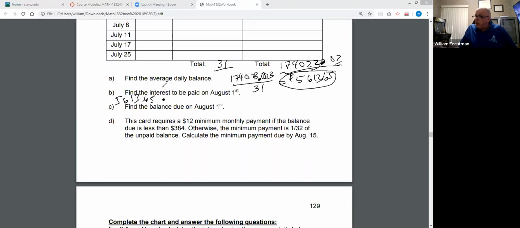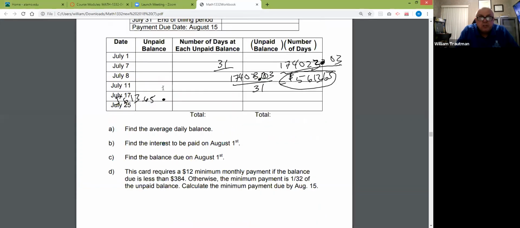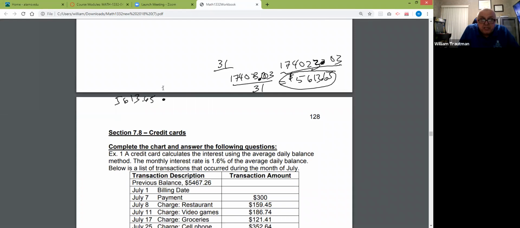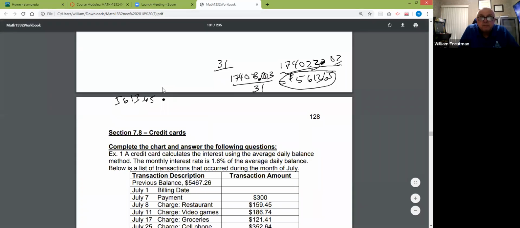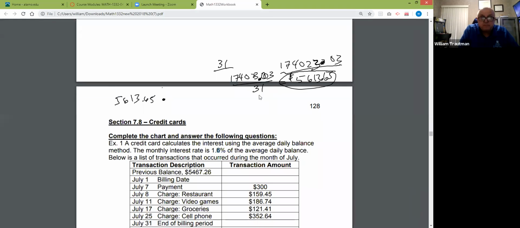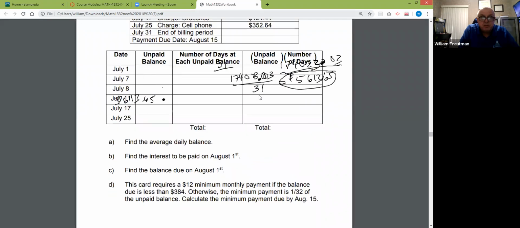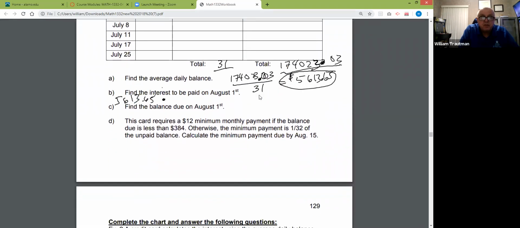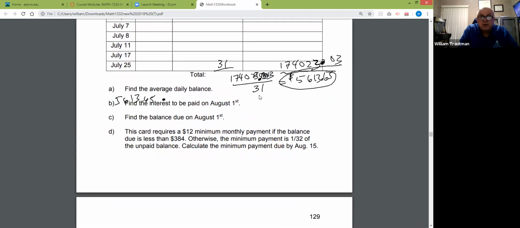And are you guys open to your workbook? If you go back up to the top, it says the monthly interest rate is 1.6% of the average daily balance. So I'm going to take you back up there. In the problem, it tells you the monthly interest rate is 1.6 times the average daily balance. All right, so let me bring it back down. If I can put it back where it's supposed to be. I don't know what I just did.